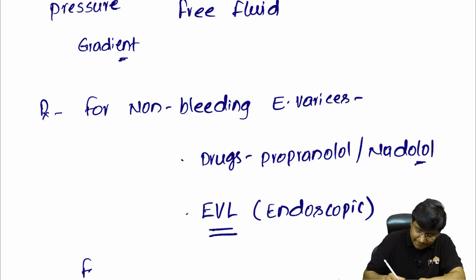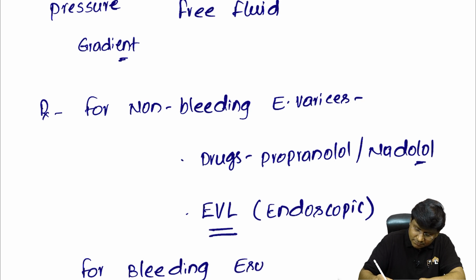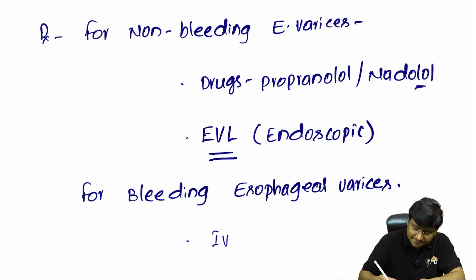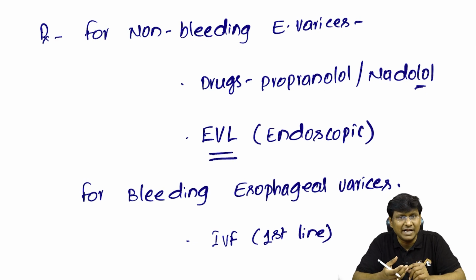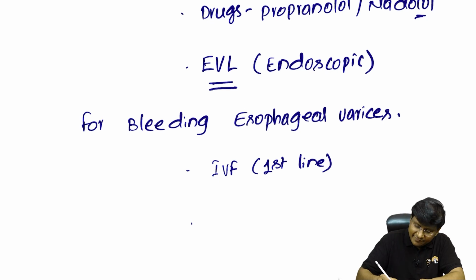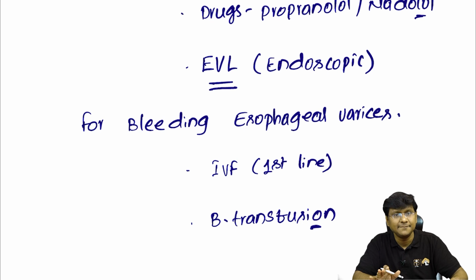Whereas for bleeding esophageal varices, the first line treatment is that you need to give IV fluids. Why? Because the individual will be having the vascular collapse. Once there is a vascular collapse, you need to give the IV fluids, right? And then followed by that, you also need to give the blood transfusion after doing the cross matching of the patient, right? So blood transfusion should be done, okay?